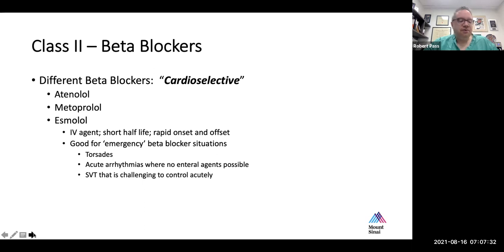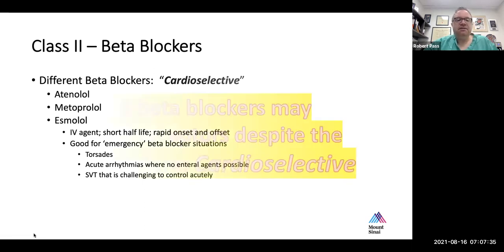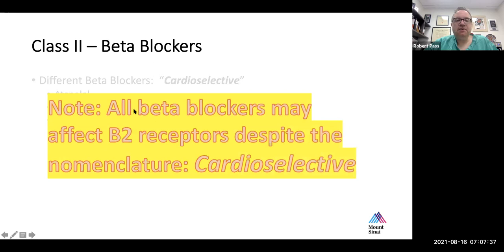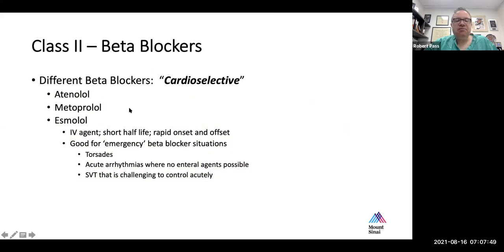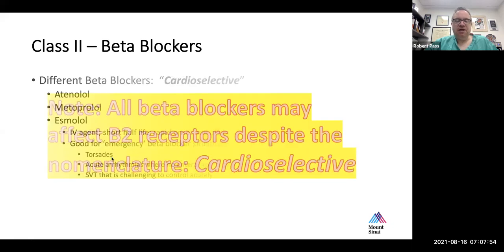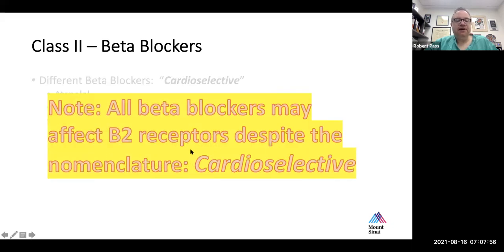So that's our review this morning of beta blockers. But the one thing I want to mention is that all beta blockers may affect beta-2 receptors despite the nomenclature cardioselective. So although you would choose these agents in somebody who had, for example, asthma, you always have to keep in mind that there may in fact be some beta-2 receptor blocking from these agents. They are cardioselective, but only to a degree.